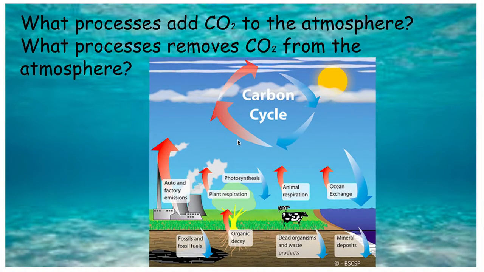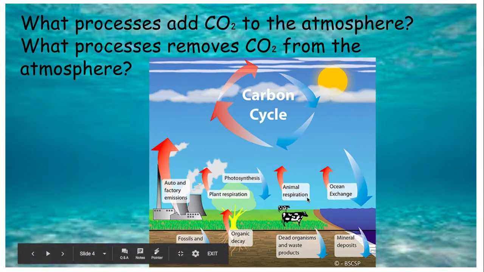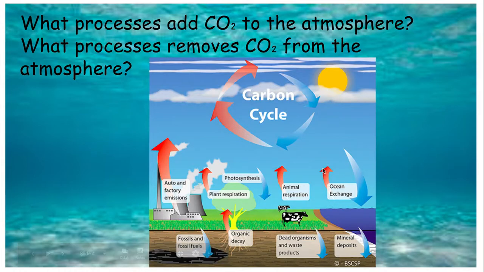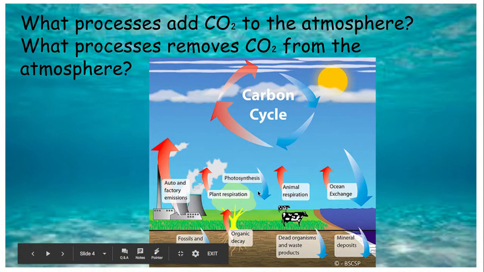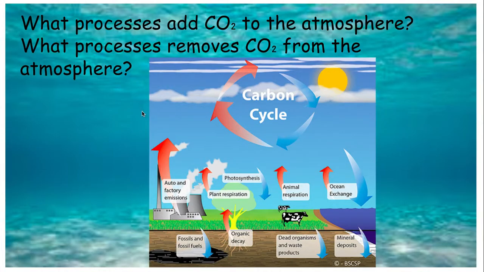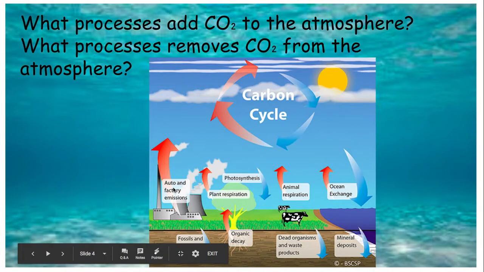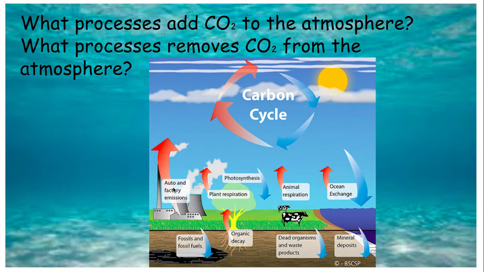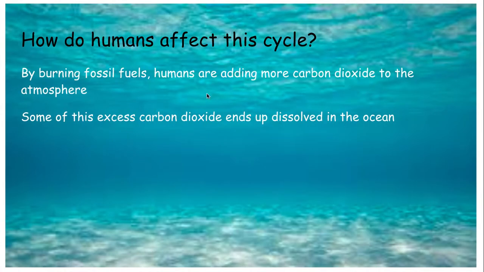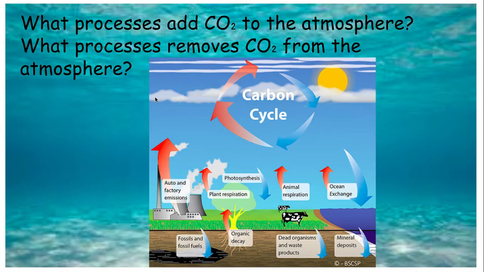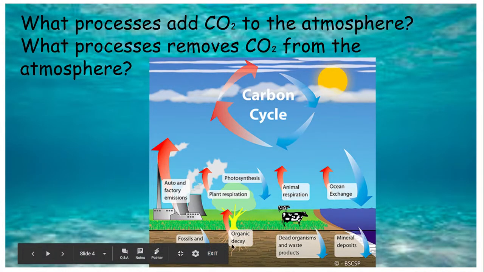No, excuse me. Let's go back here for a second. So here's our balance. Plant respiration and photosynthesis counteract each other. Ocean exchange, some carbon dioxide leaves the ocean, some is absorbed by the ocean. But where we come into the picture is here. We have auto and factory emissions, all right? These emissions can be the result of burning things like fossil fuel, oil, coal, natural gas, all that fun stuff. And what that's done is we've added more carbon dioxide to the atmosphere. There's not really any arrow that we've added that takes carbon dioxide out of the atmosphere. We are consistently putting carbon dioxide in.